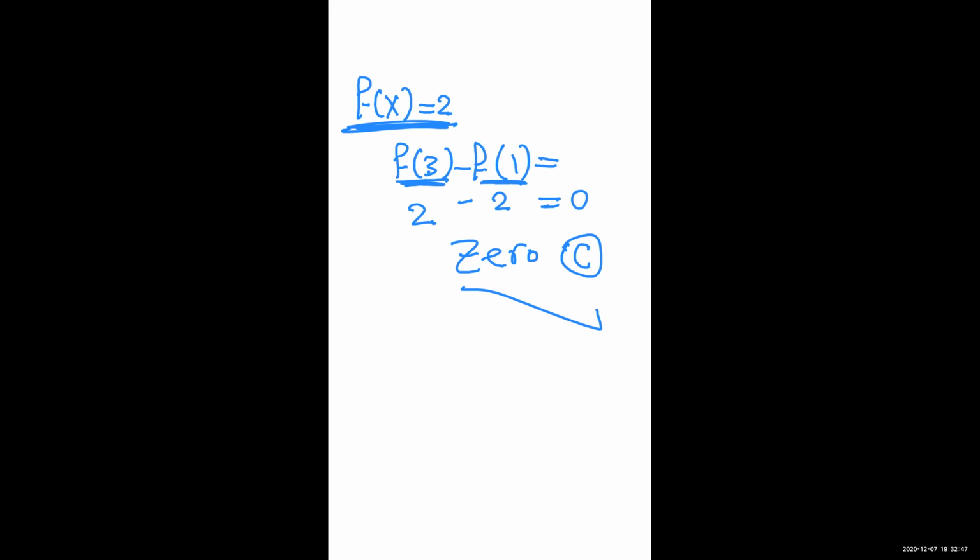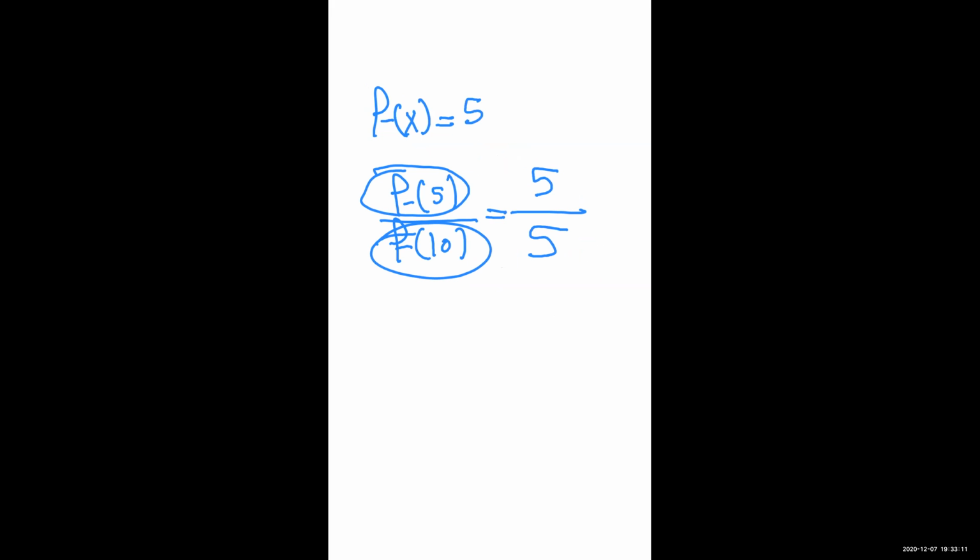Okay, great. Then number 4, if f of x equals 5, then f of 5 over f of 10. I don't care about all this because f of 5 equals 5, f of 10 equals 5, because it's a constant function, so it equals 1. So the right answer is 1. So letter C. Okay?